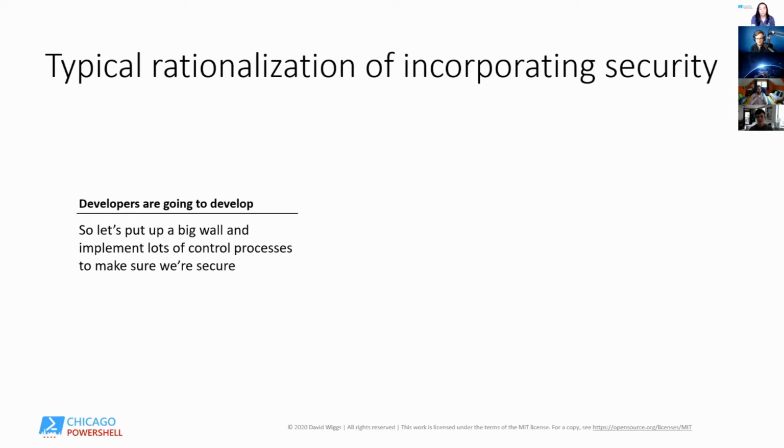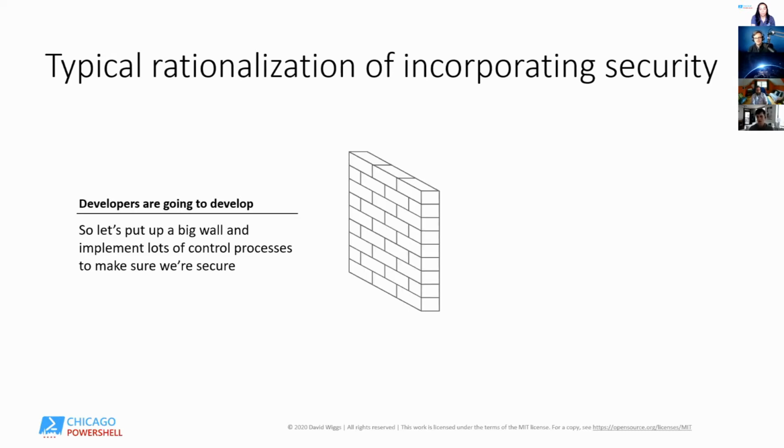Developers are going to develop, right? And so because of that, we're going to by nature not really trust them. We're going to implement lots of control processes to make sure it's secure. We're going to put this big wall up. Probably this wall is a metaphorical wall. It really consists of all of our tools and processes, X, Y, Z, that basically say, yes, we have security.